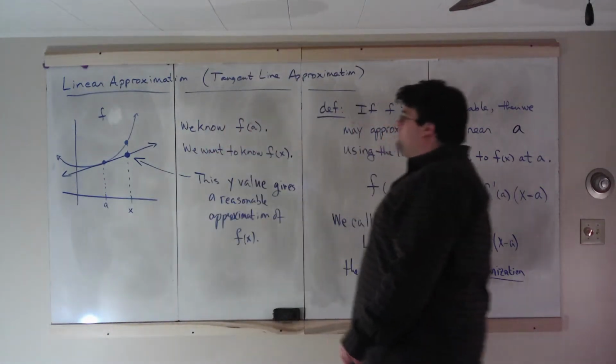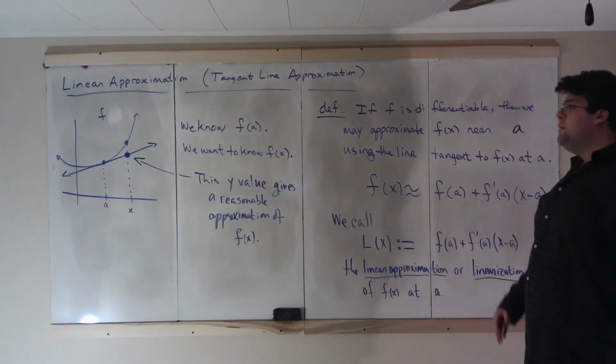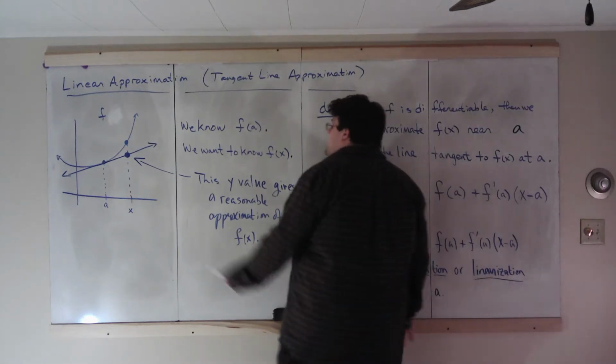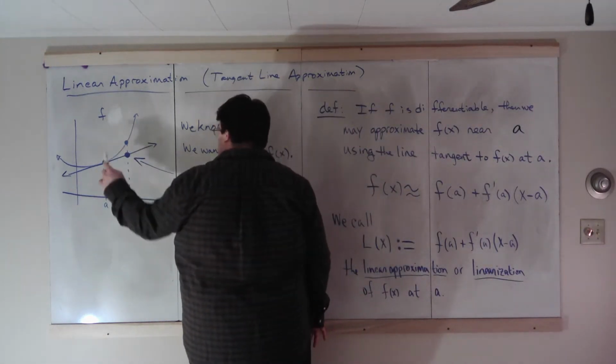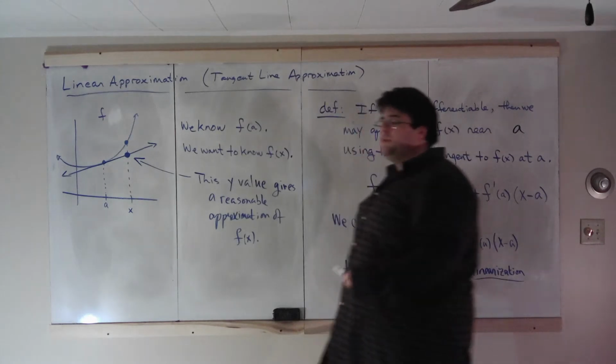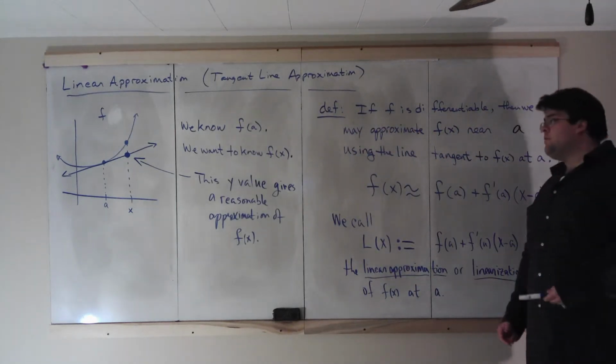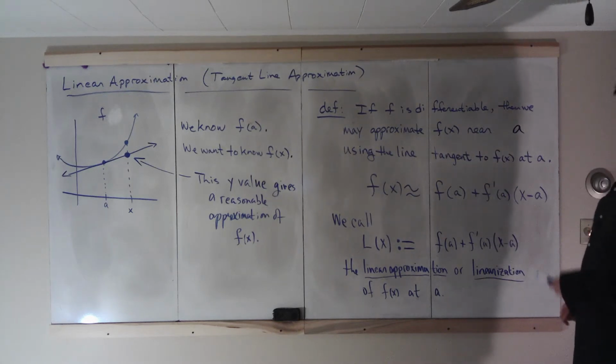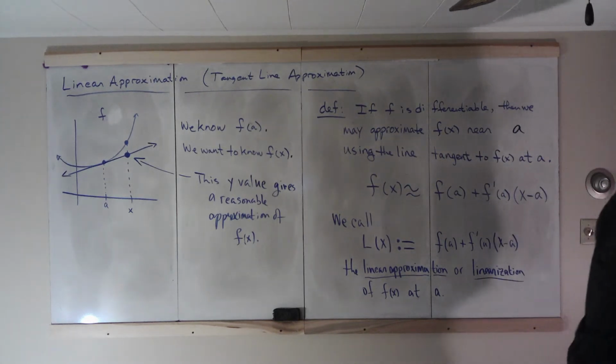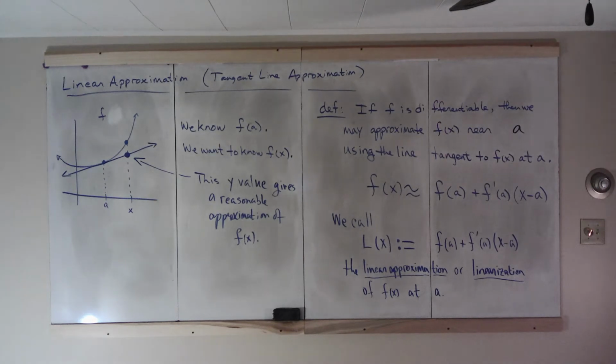We have that function f. We know what happens at a. We want to know what happens at x. But what we're going to do is travel along the tangent line and find that value. And that value does give a reasonable approximation of the value we want. Let's define that a little more formally and then do some examples.